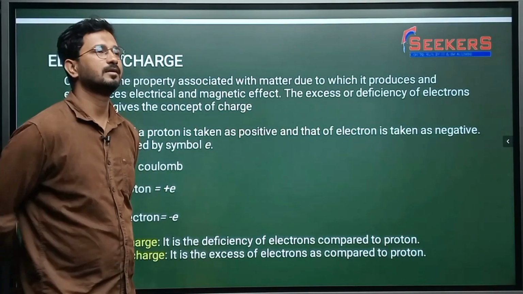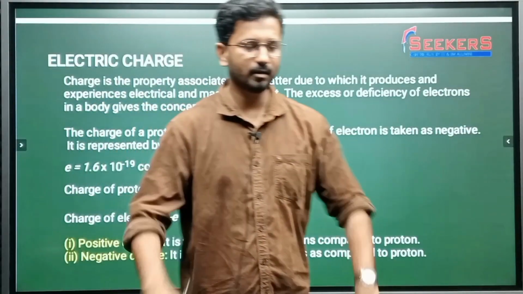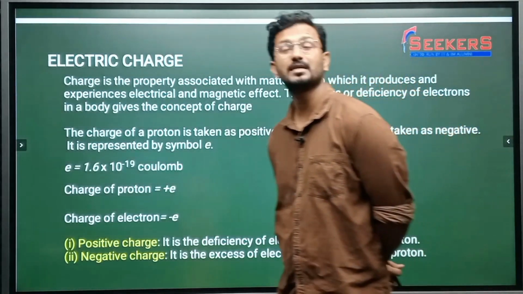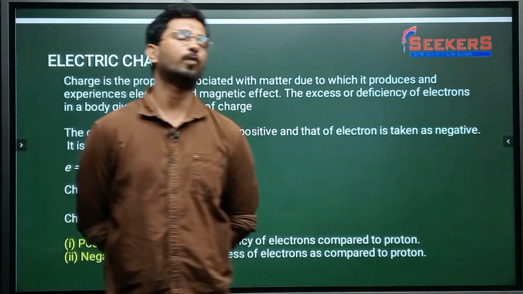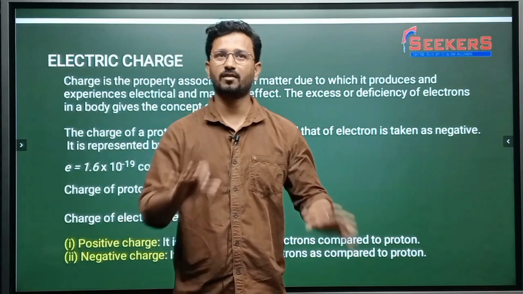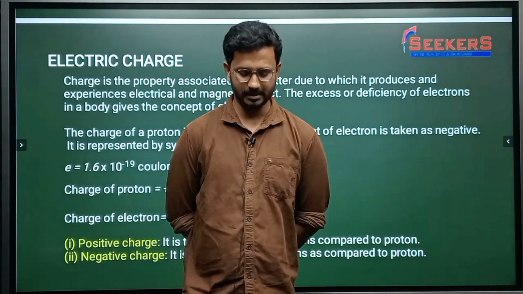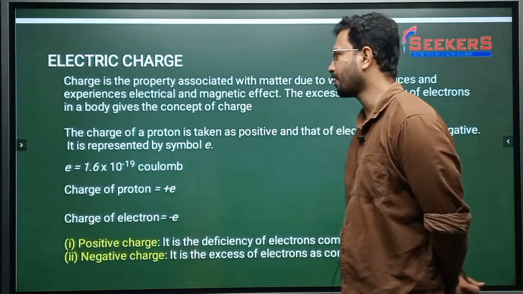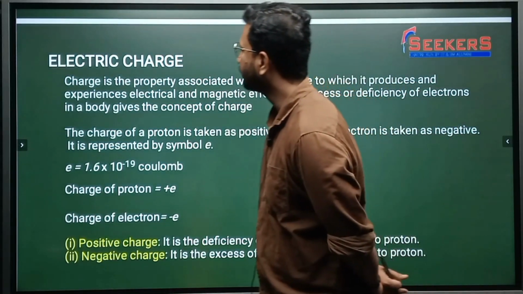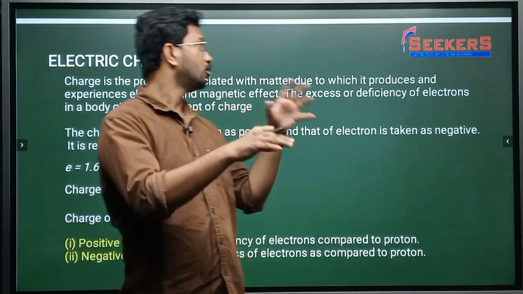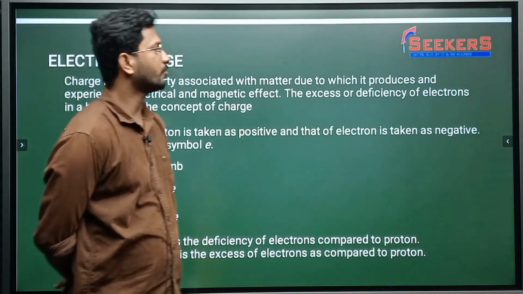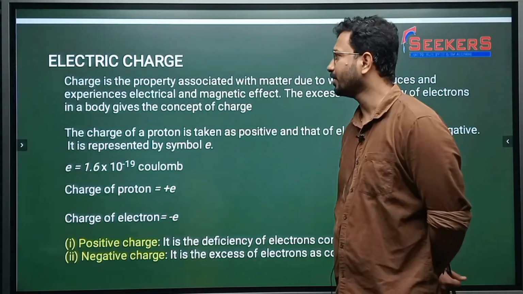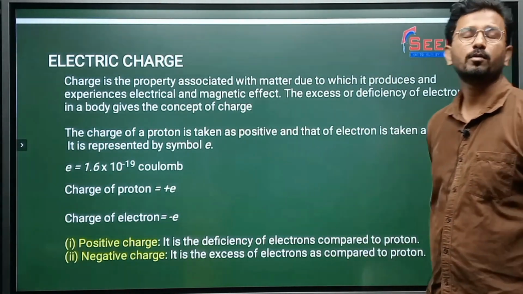What is electric charge? Generally, we have seen from the gravitational chapter that when two objects are kept close to each other, there is a gravitational force between them, G m1 m2 by r square. That gravitational force is directly proportional to the product of the masses, m1 and m2, and inversely proportional to the square of the distance between them. When particles, for example two electrons and two protons, were taken and the force between them was measured, when the scientists were discovering these things, they found some anomalous behavior.